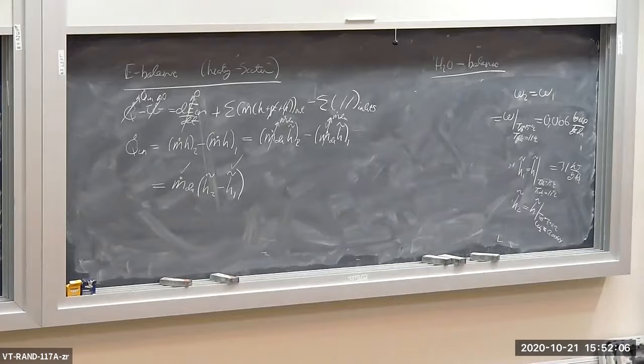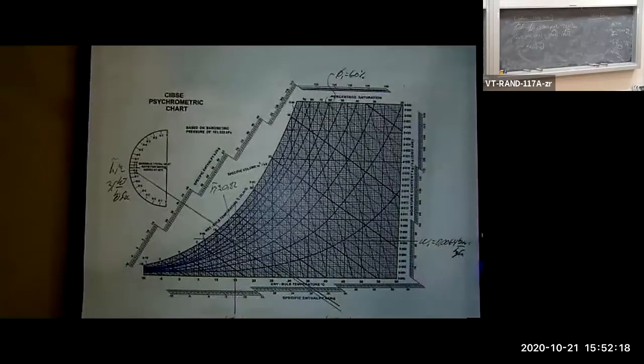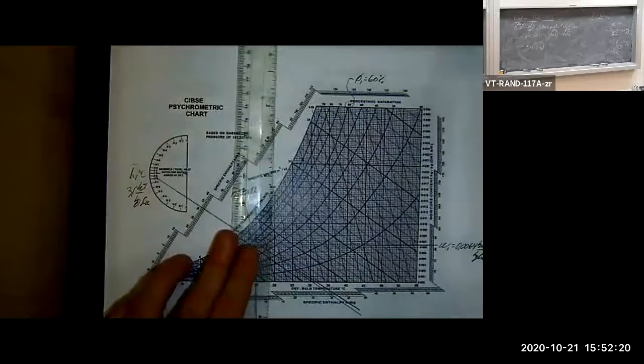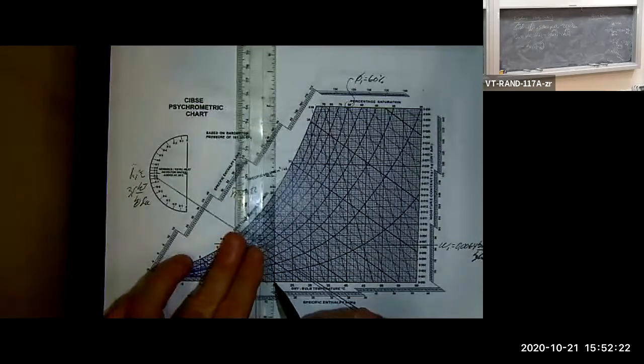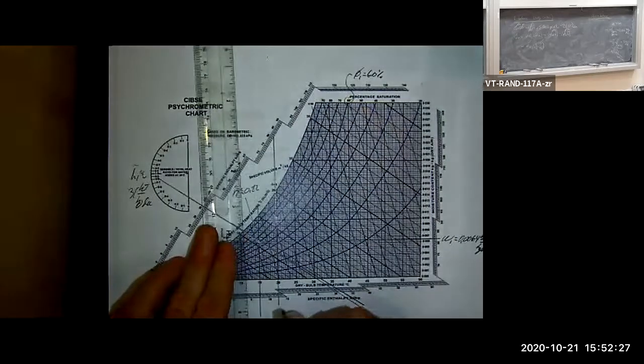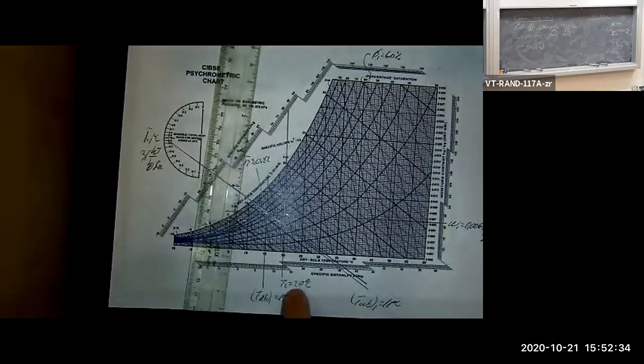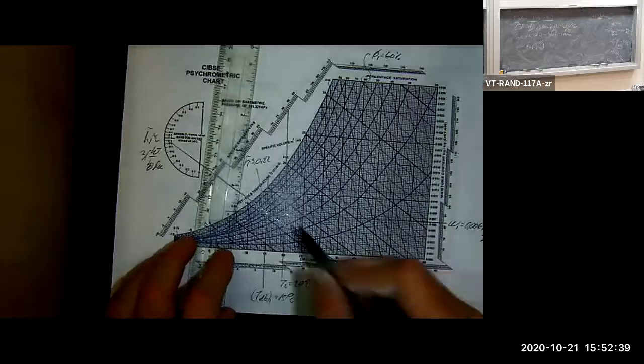Let's see if we can find H2 tilde. I'm sorry, T2. T2, dry bulb temperature, is 20 degrees C. There's my dry bulb temperature, 20 degrees C, T2. That's at the heating section exit. Omega is the same.